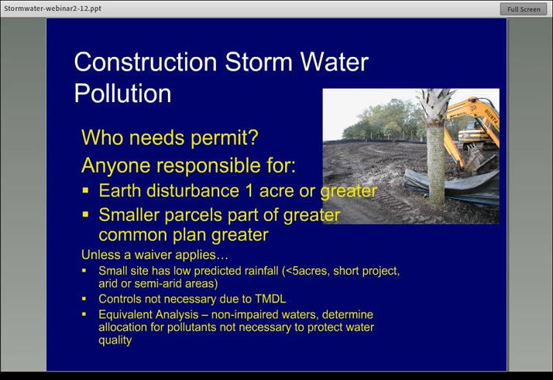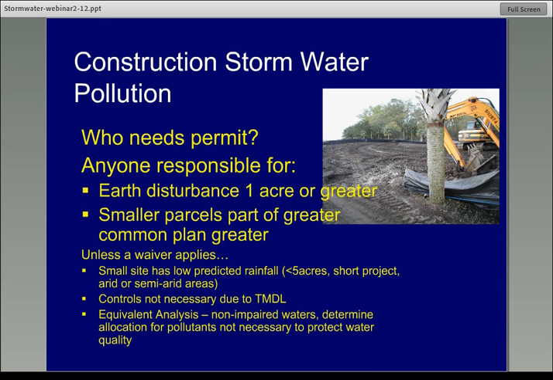So it's really important to make the case for smaller parcels. They're part of a greater common plan needing to have and apply for coverage under the construction stormwater program. Now I've got some language here about unless a waiver applies, which I'll encourage you to look into, but most states allow for this waiver, and it is a federal waiver that is in the federal regulations.